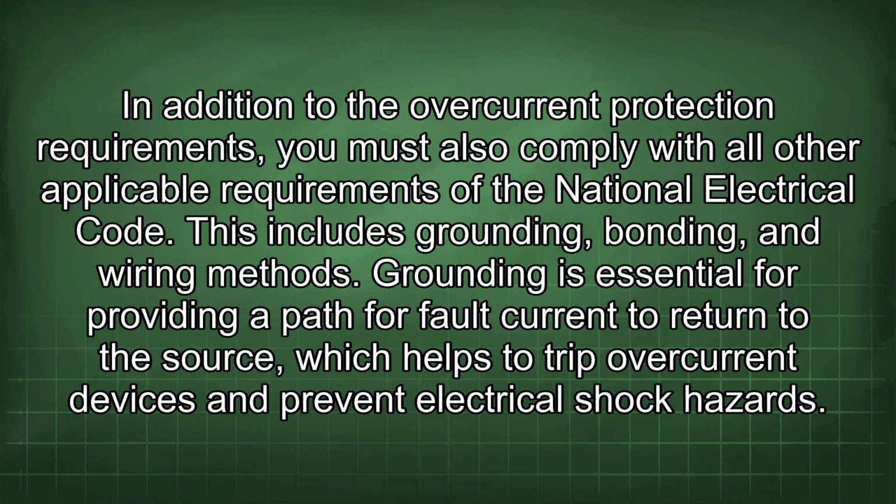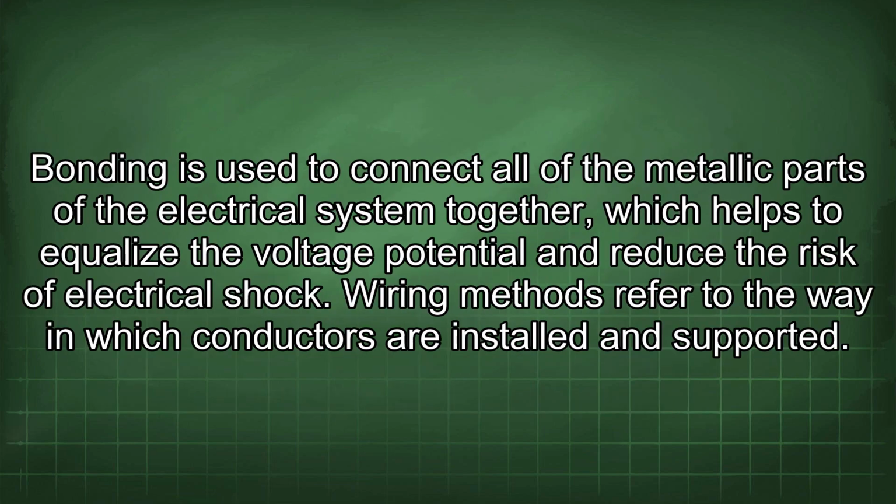Grounding is essential for providing a path for fault current to return to the source, which helps to trip overcurrent devices and prevent electrical shock hazards. Bonding is used to connect all of the metallic parts of the electrical system together, which helps to equalize the voltage potential and reduce the risk of electrical shock. Wiring methods refer to the way in which conductors are installed and supported.